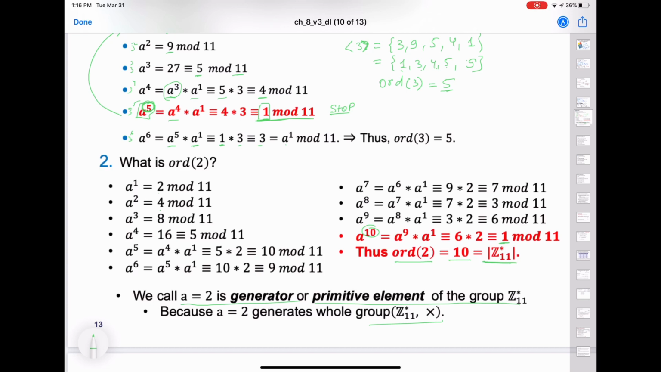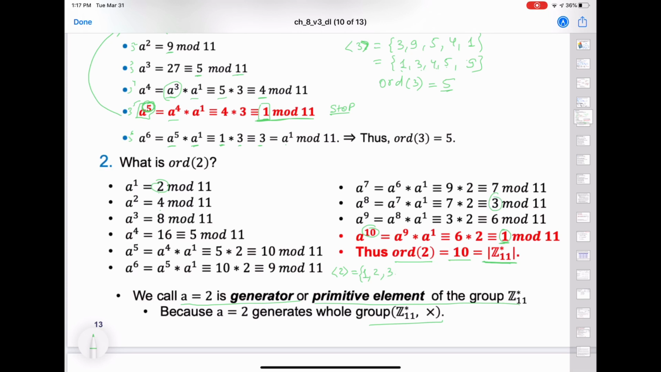If you don't believe me, let's make the list. What does 2 generate? Just a moment, let me write it down. Did 2 generate 1? Yes, it did generate 1. Does 2 generate 2? Yes, it generates 2. Did it generate 3? Let's look for the 3. Yes, it did generate 3. 2 to the power of 8 is going to be 3.